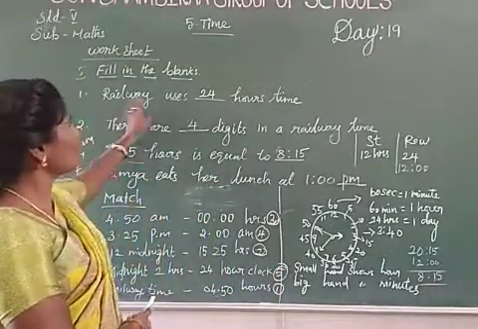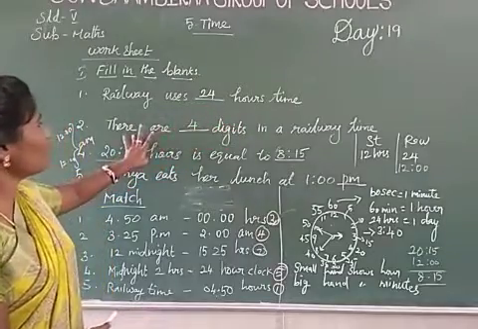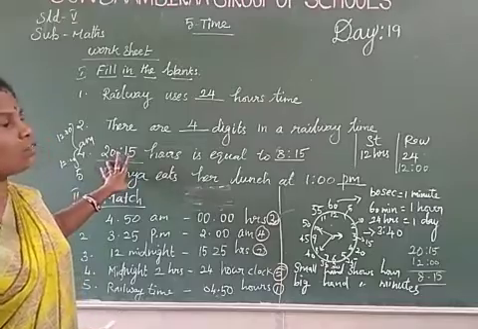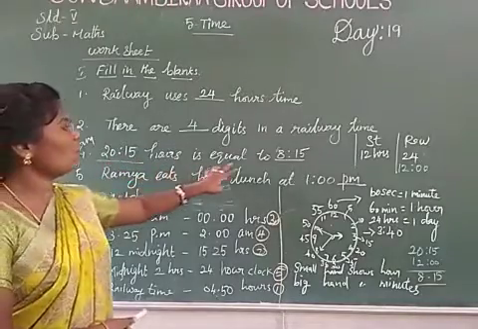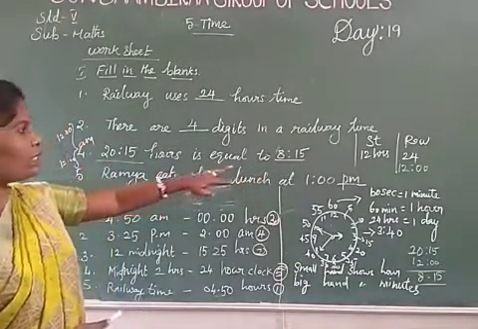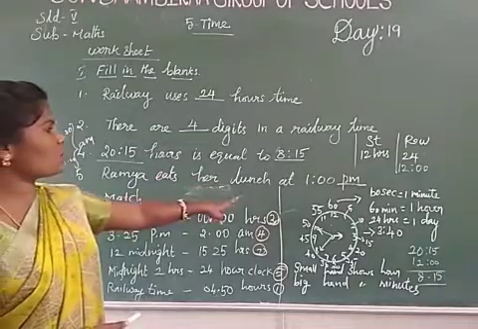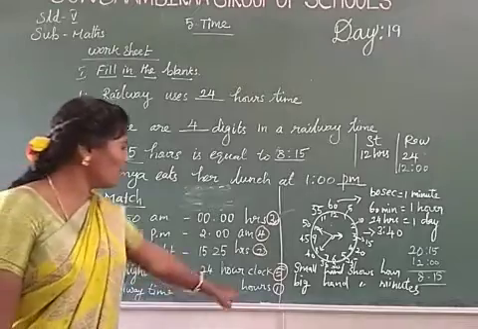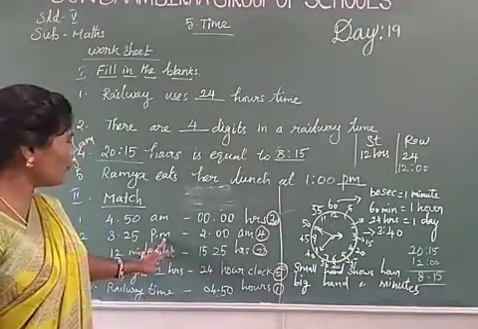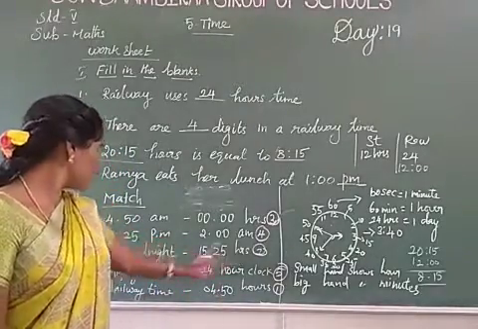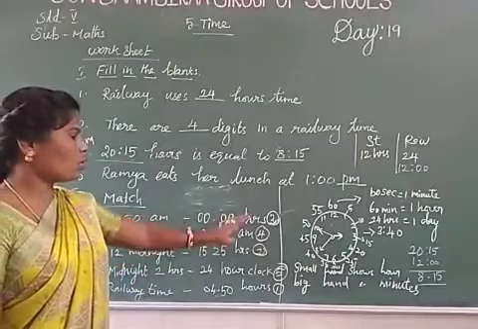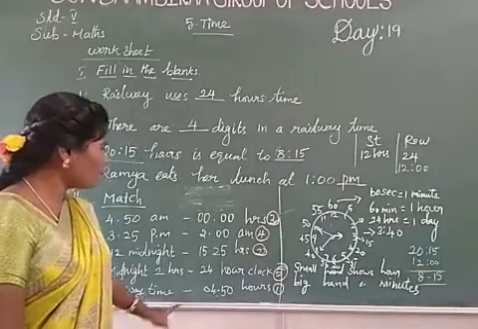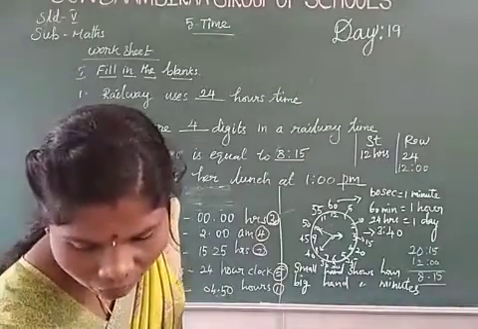See once again: railway uses 24 hours time. There are 4 digits in a railway time. 20 hours 15 minutes is equal to 8 hours 15 minutes. Ramya eats her lunch at 1 p.m. Next, match: 4:50 a.m. is 4:50 hours. 3:25 p.m. is 15:25 hours. 12 midnight is 0:00 hours. Midnight 2 hours is 2 a.m. Railway time is a 24 hours clock.